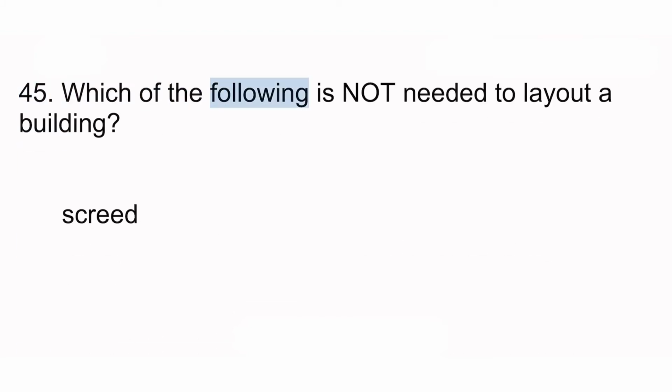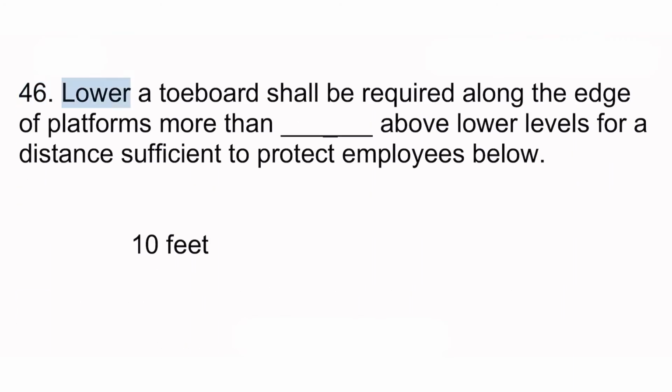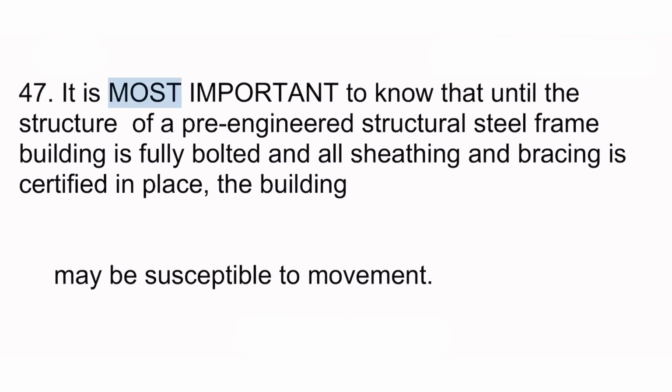45. Which of the following is not needed to lay out a building? Screed. 46. Lower a toe board shall be required along the edge of platforms more than _ above lower levels for a distance sufficient to protect employees below. 10 feet. 47. It is most important to know that until the structure of a pre-engineered structural steel frame building is fully bolted and all sheathing and bracing is certified in place, the building may be susceptible to movement.